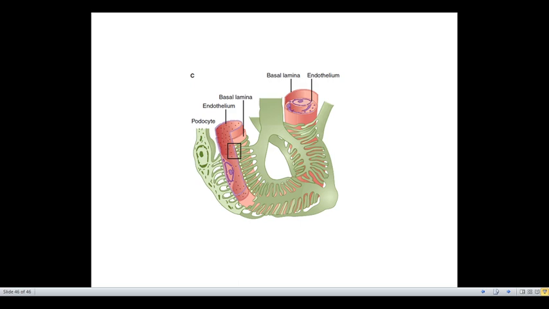I stop here to end today's lecture. We will continue with the structure of the nephron in the next lecture.